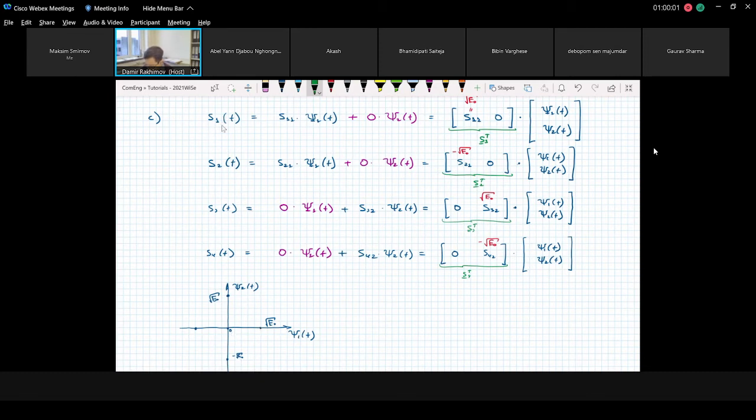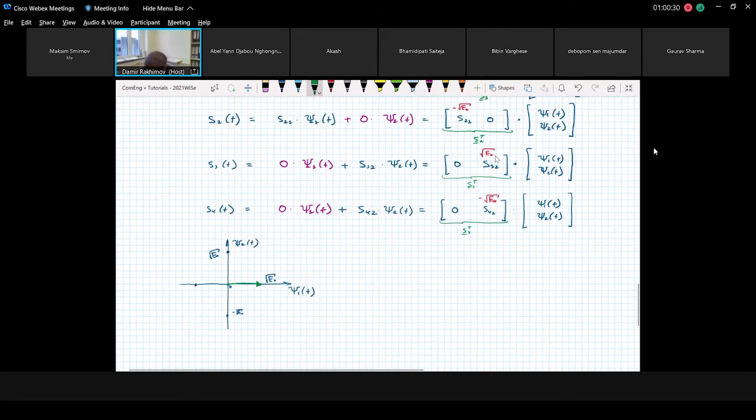We have signal S1 of t, and it has 2 components, square root of E0 and 0. So for the first basis function, we take square root of E0. For the second basis function, we have 0. As a result, I can show a vector that starts at origin and goes to the point square root of E0 and 0, this green arrow. And this green arrow corresponds to our first signal.